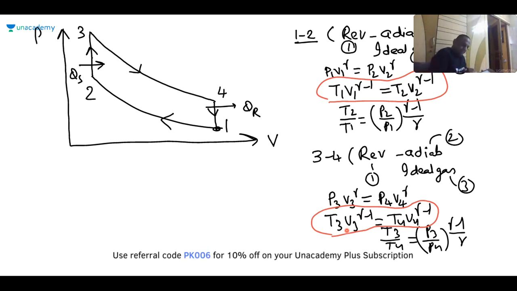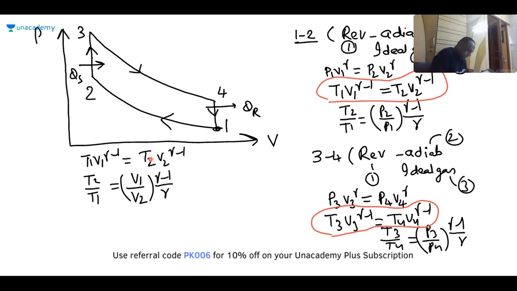Now we'll move to the equations. T1 V1^(gamma minus 1) is equal to T2 V2^(gamma minus 1). This equation I'm using. So T2 by T1 is (V1 by V2) power (gamma minus 1). Again, listen: T2 by T1 is (V1 by V2)^(gamma minus 1). Everyone knows V1 is volume before compression, V2 is volume after compression. The ratio of volume before compression to volume after compression is called the compression ratio. R is the compression ratio.